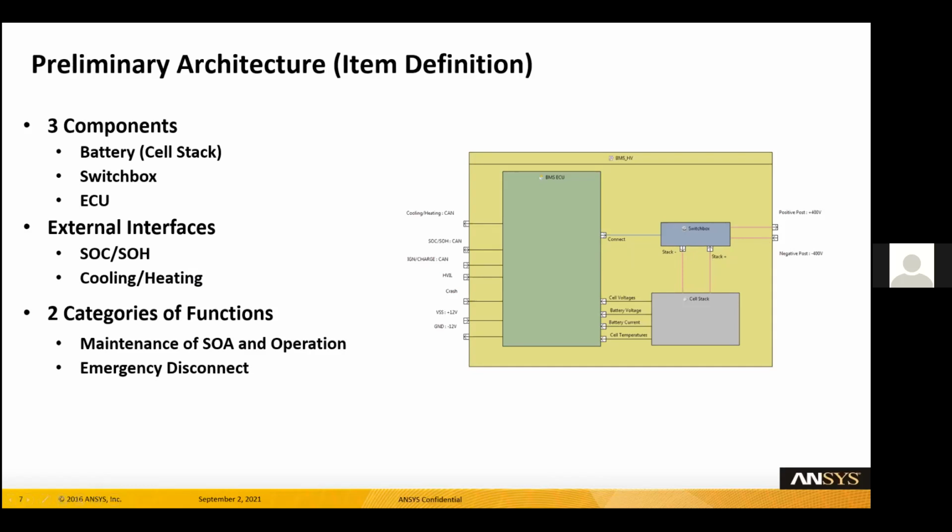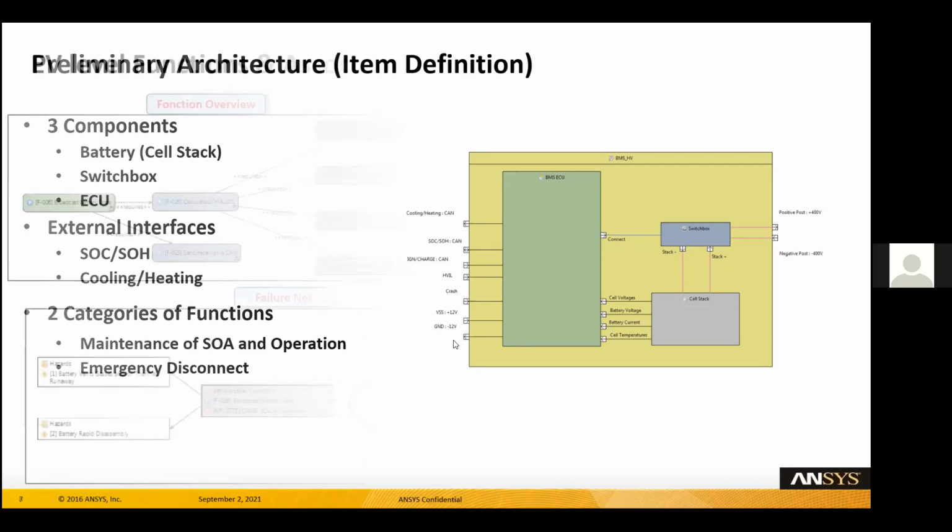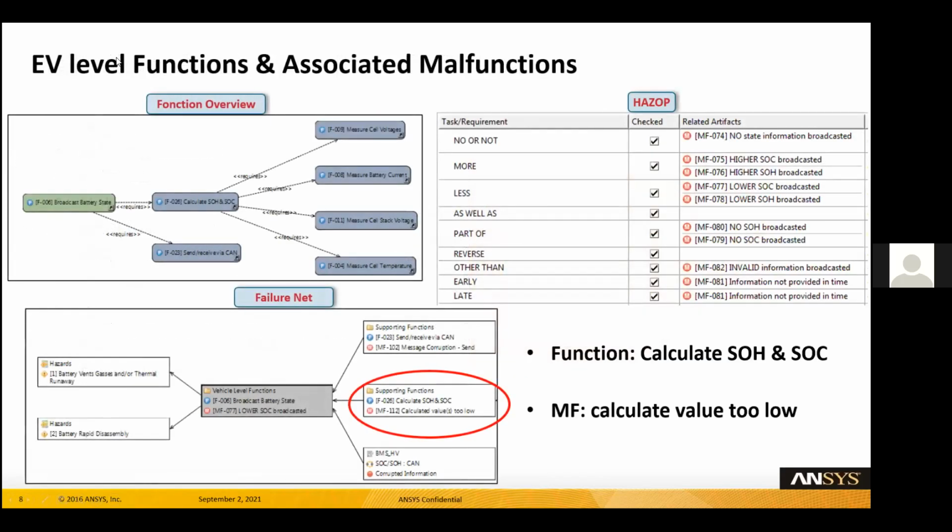For that we have an external interface here, and two categories of functions: maintenance of SOA and operation, and the emergency disconnect. If something is short circuiting in between, it will get disconnected. And this is the electric vehicle level function and associated malfunction.